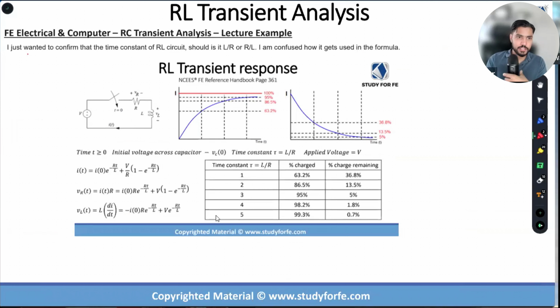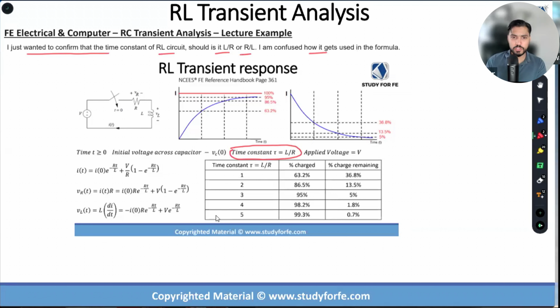The student is asking, I just wanted to confirm that the time constant of an RL circuit should be, is it L over R or R over L? I'm confused how it gets used in the formula. So the short answer is that the time constant of an RL transient circuit is L by R, as it is shown in the slide over here, as I've explained in the on-demand and in the live training, and it's given as such in the reference handbook as well.